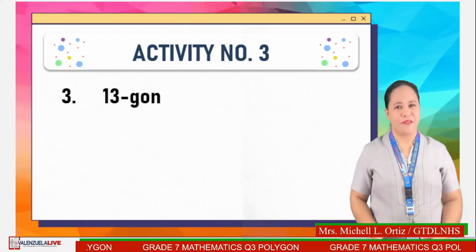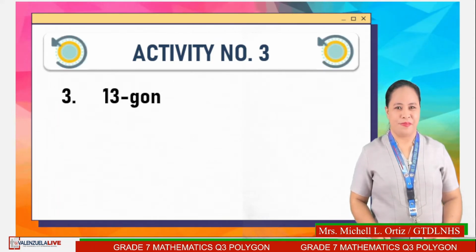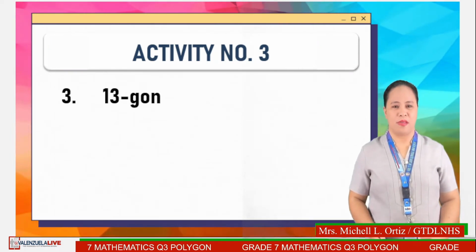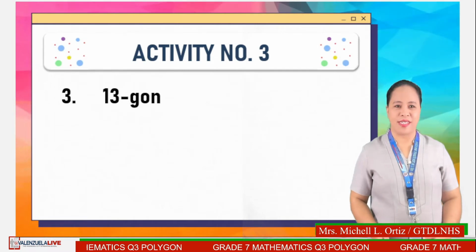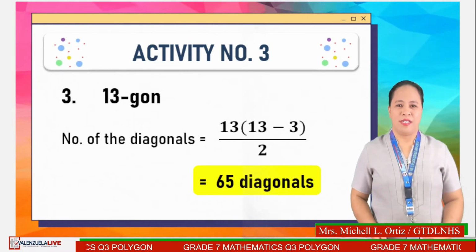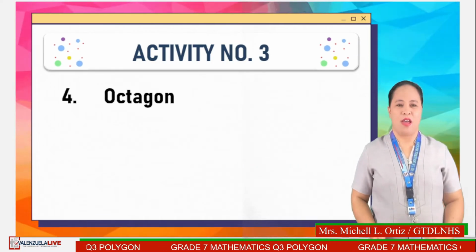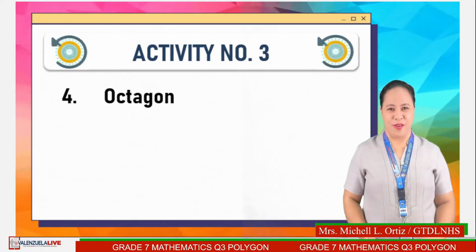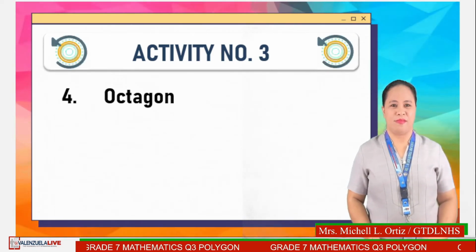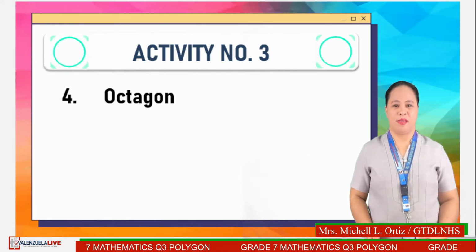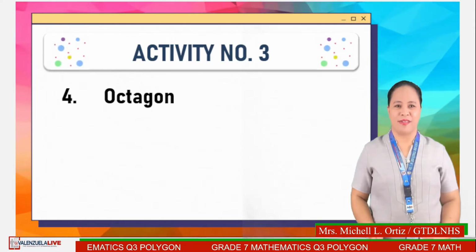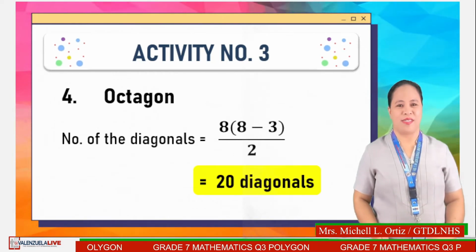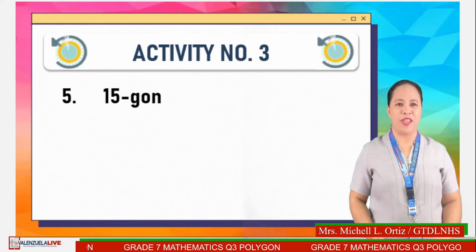13-gon. 5 seconds, go. Correct answer is 65 diagonals. Number 4. Octagon. 5 seconds, go. Correct answer is 20 diagonals. Number 5. 15-gon.